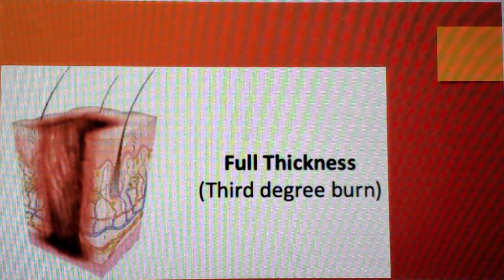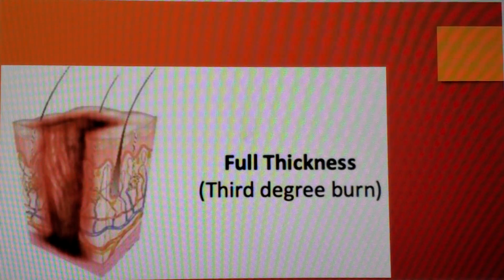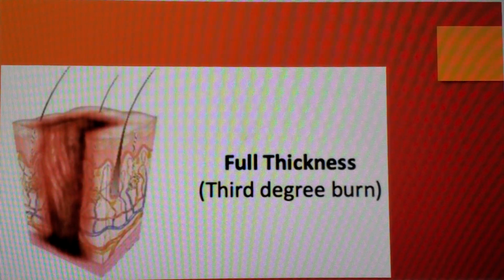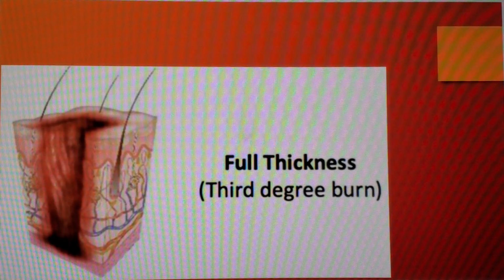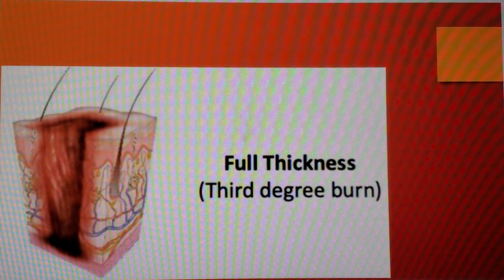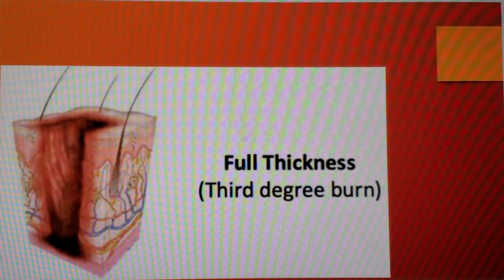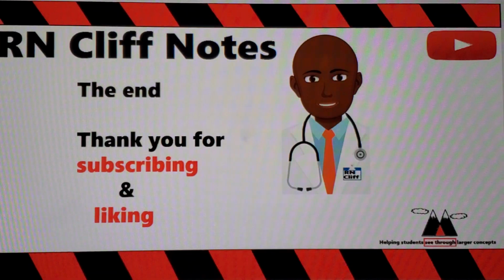All right, and this is the picture of that full thickness burn. Full thickness, why? I went through all the layers there. So epidermis, went through the dermis, right? Down to the subcutaneous tissue and muscle. So down to that third layer and potentially the fourth layer. All right. And there you have your degrees of burn.